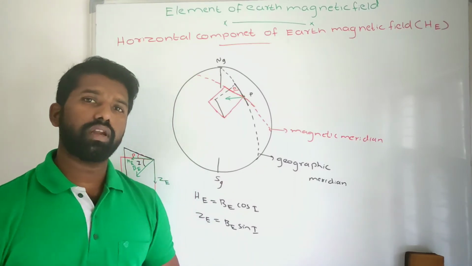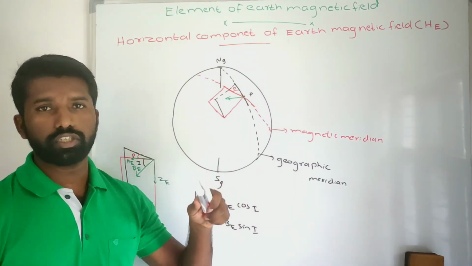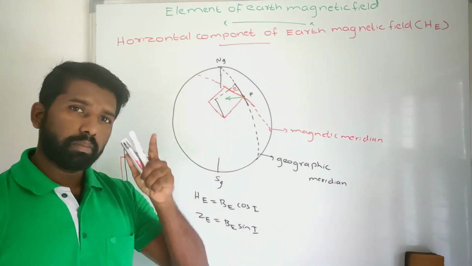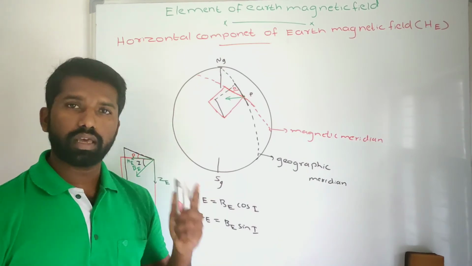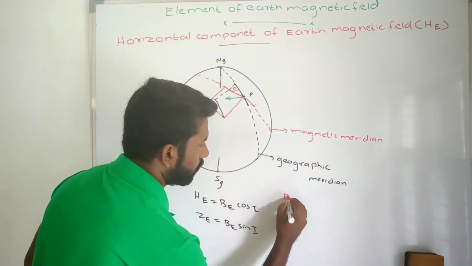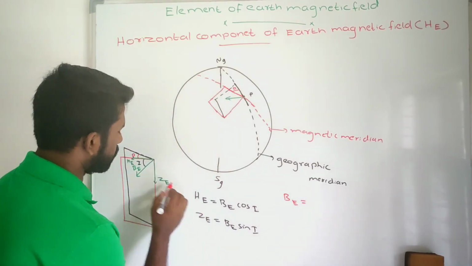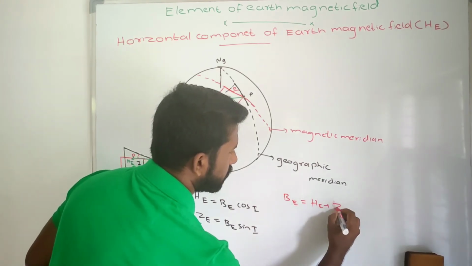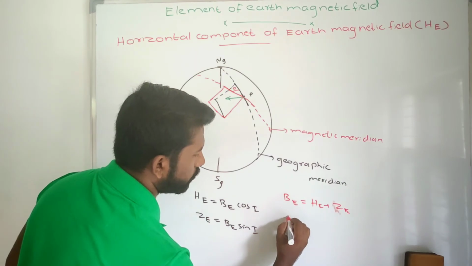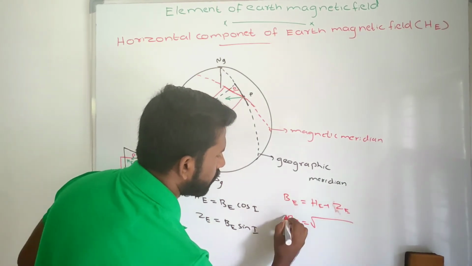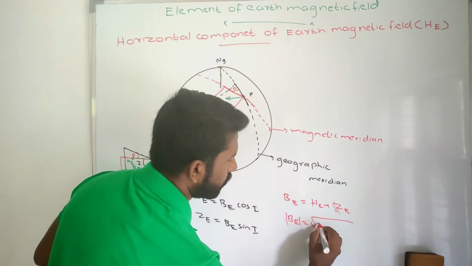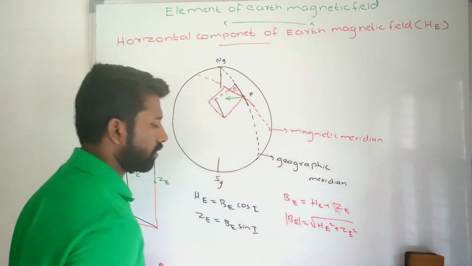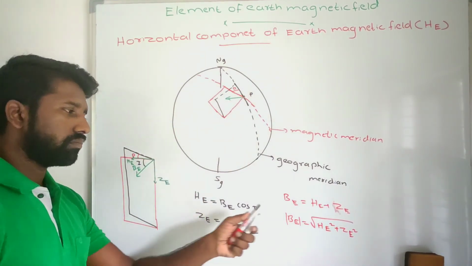Now we can define the magnetic field magnitude and direction at any point. I consider the point P. There I am going to find the magnitude and direction of the Earth's magnetic field. So the magnetic field of the Earth is HE plus ZE. Then how can we find the magnitude? Magnitude is equal to the square root of HE square plus ZE square. This is the magnitude of the magnetic field.